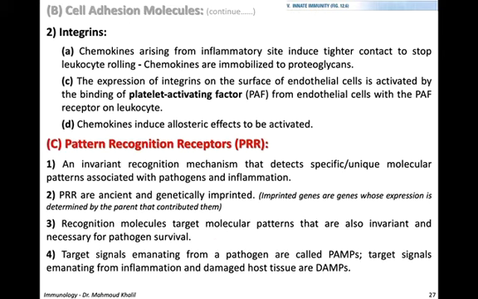These recognition molecules target molecular patterns that are also invariant and necessary for the pathogen's survival. So if a pathogen gains entry and needs specific molecular proteins for its survival, these pattern recognition receptors can recognize this pathway that is important for the pathogen's survival and can attack these kinds of pathways. And as well, they can target signals coming from pathogens, like PAMPs and DAMPs.